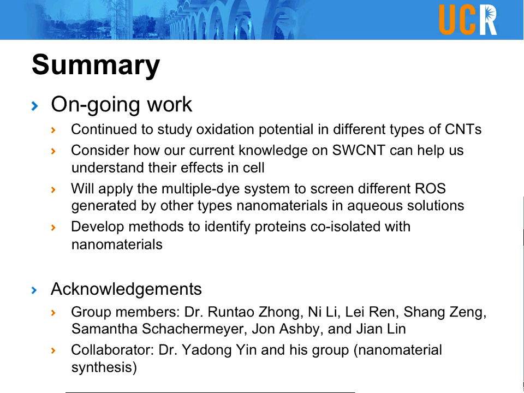So, at last I want to summarize that we will continue to study the oxidation potential, and also we are interested in different types of carbon nanotube, because so far we only study single wall. How about multi-wall, double wall, and also other types like graphene, other types of carbon-based nanomaterial. What physical property of those materials will change their oxidation potential. And also we would like to apply the multiple dye system to screen the different blocks generated by these other types of nanomaterial in aqueous solution.